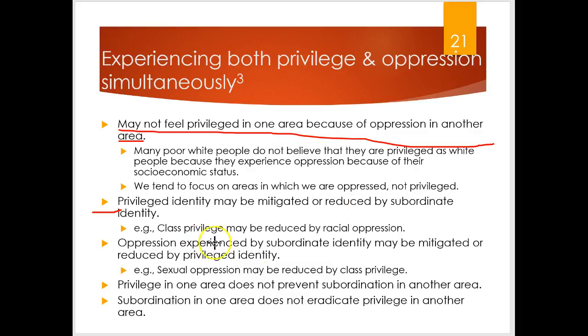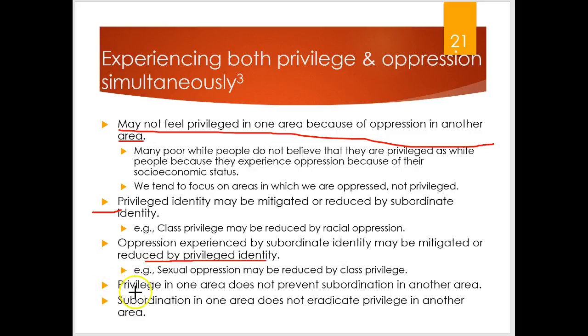Okay. Oppression experienced by subordinate identity may also be mitigated by privileged identity. So in my case, I am oppressed as a female and as a lesbian, and now perhaps as a person with a hearing loss, okay? But that sense of oppression, particularly as it relates to my hearing loss, may be reduced by my class privilege, because basically I've got the resources and the access to people to help me gain access to additional resources in terms of whatever I need to do for my hearing loss, okay?